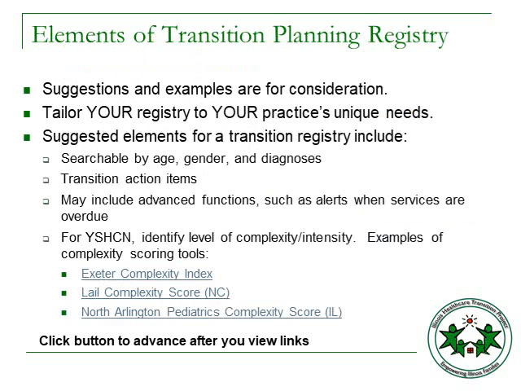What elements might you include in a transition planning registry wish list? All suggestions and examples are for consideration only. Tailor your registry to your practice's unique needs based on specific care interventions you want to improve and the data needed to track their delivery. Suggested elements for a transition registry include age, gender, and diagnoses, transition action items, and advanced functions such as alerts when services are overdue. For patients with special healthcare needs, the registry might identify the level of complexity or intensity. Use the links provided to review the complexity scoring tool examples.